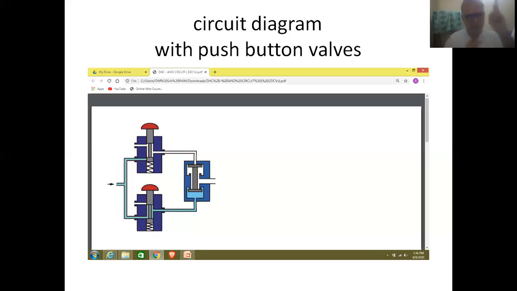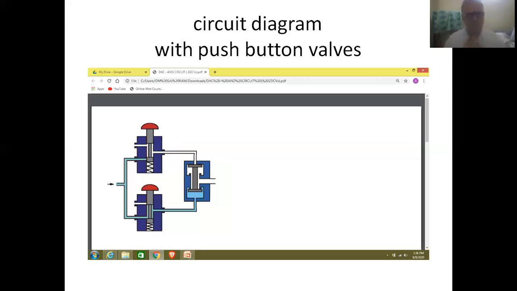And secondly, in the first diagram, the cylinder is arranged in horizontal position. And here, in this second diagram, the cylinder is arranged in vertical position. So, friends, with this arrangement, the end circuit can be used for controlling vertical double acting cylinders, or double acting cylinders arranged in vertical position.